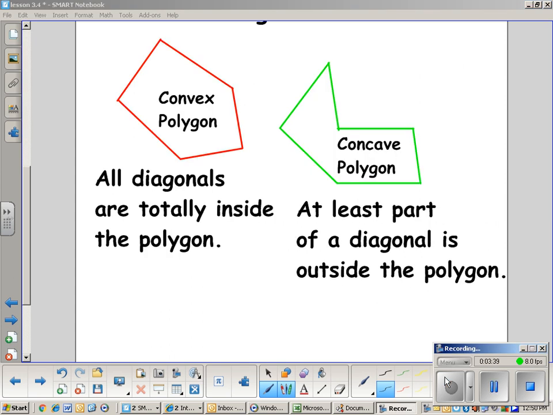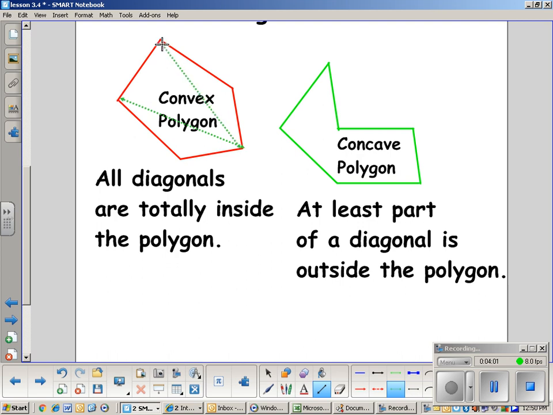The next concept is whether a polygon is convex or concave. To be convex, the red drawing, all diagonals are totally inside the polygon. Well, there aren't any diagonals drawn there. So I'll use green. If I draw all the diagonals I can inside the polygon, there's all the diagonals I could draw. Remember, diagonals connect vertices that are not adjacent.